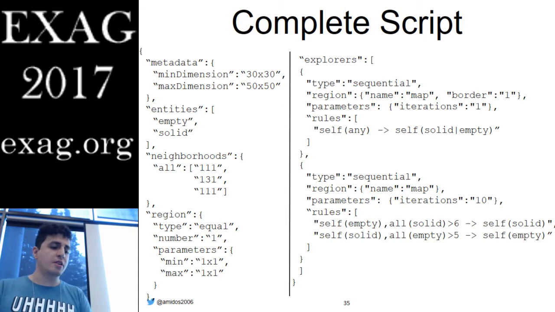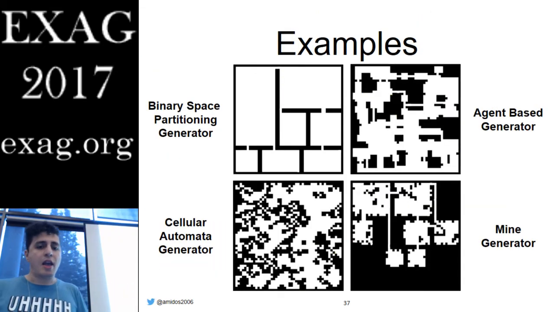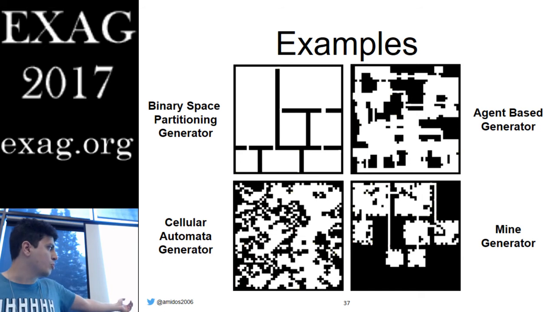So we wanted to see what other scripts we can write besides this one. We wrote different scripts, and one uses binary space partitioning as the division at the beginning, and then just fills the whole map. Another one uses an agent-based approach, which is just digging and making rooms, and this is what we got outside. Then this is the one I showed before, which is a cellular automata. And then there is the last one, which is the mine generator.